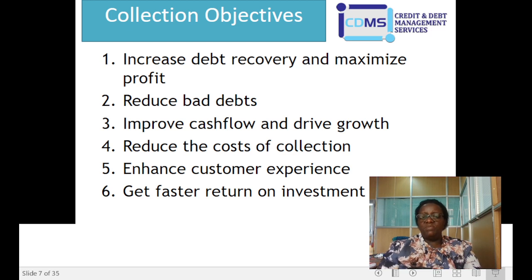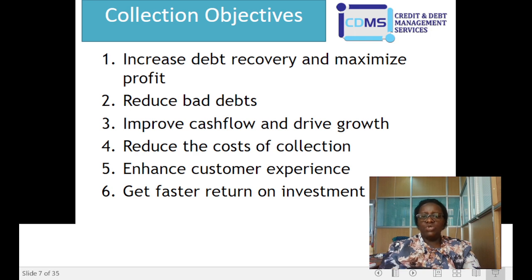Then the other key objective in collection is to reduce bad debts. Why? Bad debts are an expense. We will be required to provide for bad debts. And when we provide for bad debts, this is an expense which affects the profitability of our business. Another objective, number 3, is to improve cash flow and drive growth. Without cash, without payments, without getting money from the customers, we cannot grow the business. It is cash that we receive from the sales we have made that will enable us to drive growth in the business.